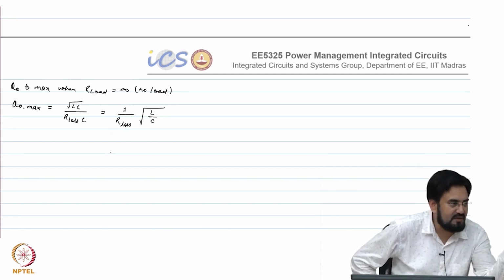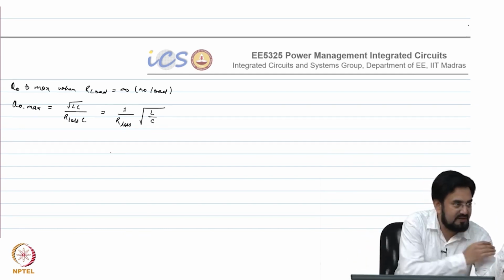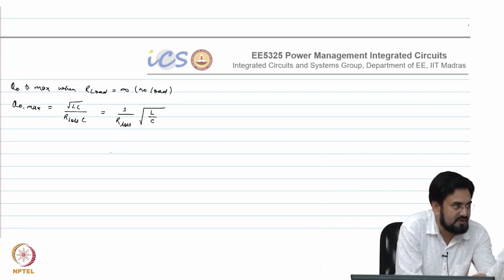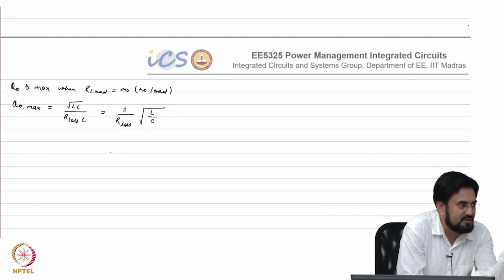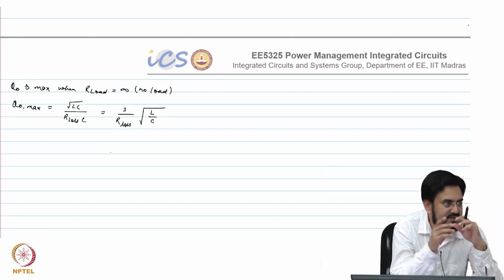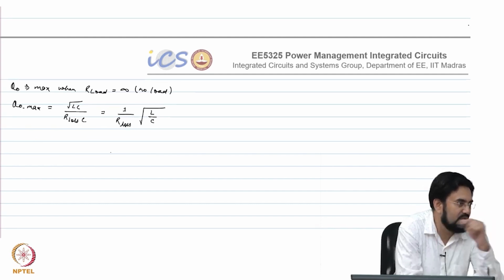If you remember the second order system when we were talking about it, you had a damping factor, so higher Q means lower damping factor. So your pole will start moving towards the j omega axis at a higher Q, and you will get more ringing in the output.